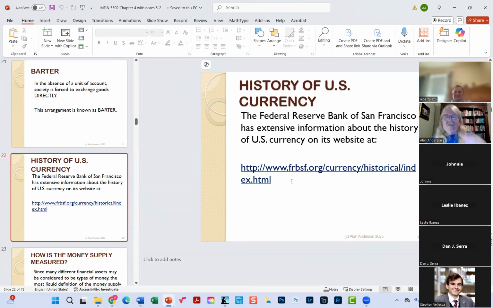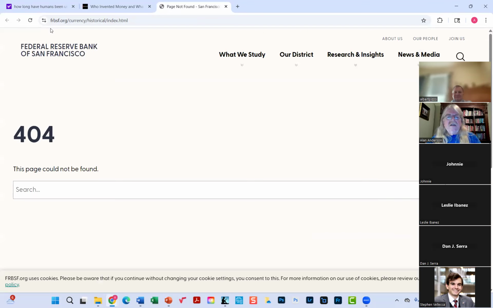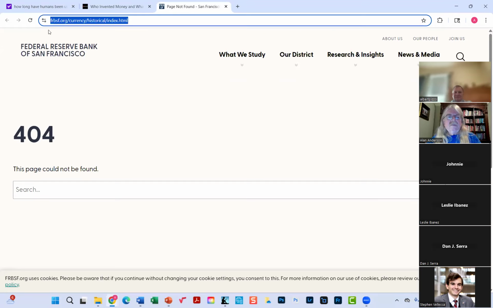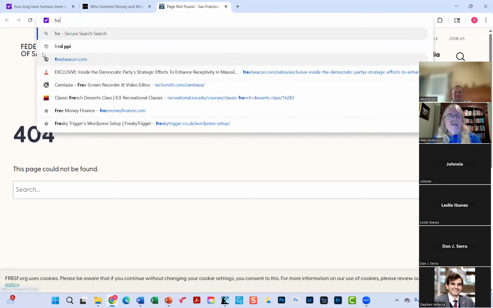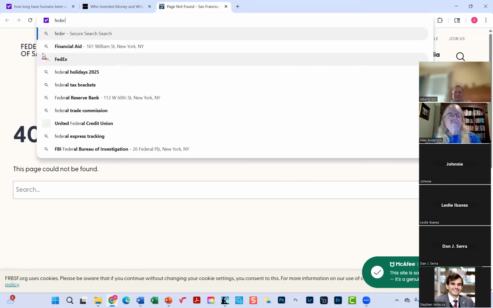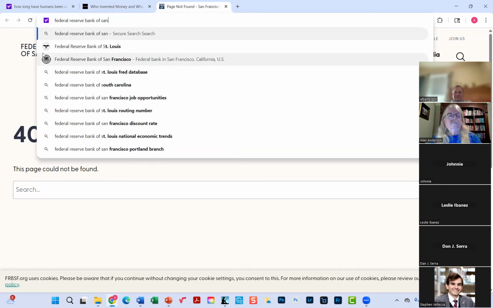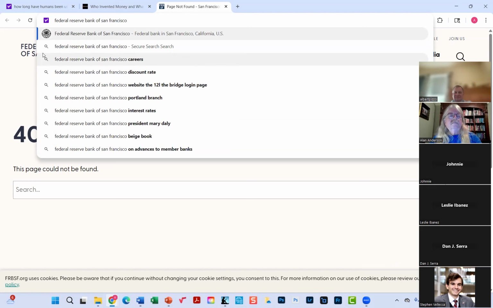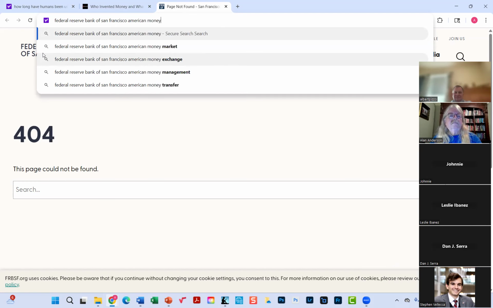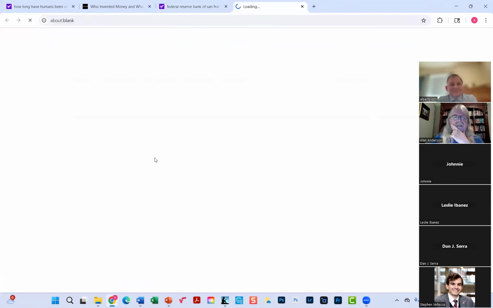But the beauty of the San Francisco Fed is that their history, their collection, oh boy, I think the link may have changed. American Currency exhibit. This is it.